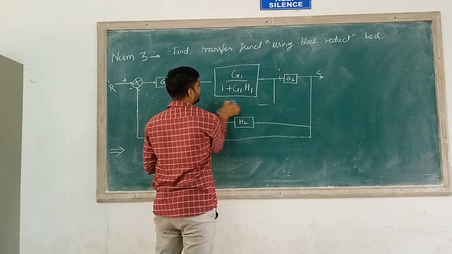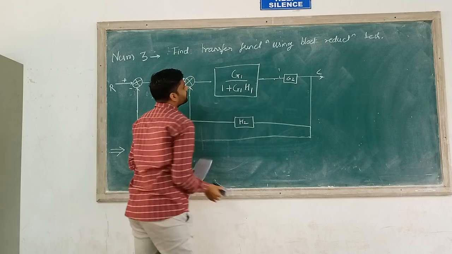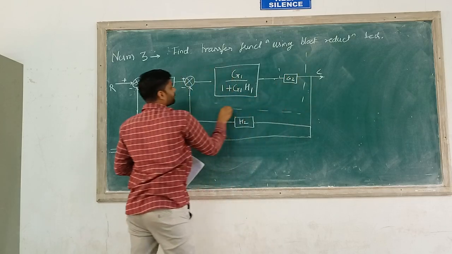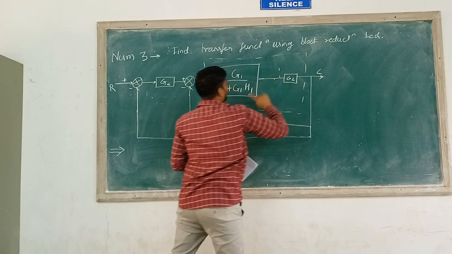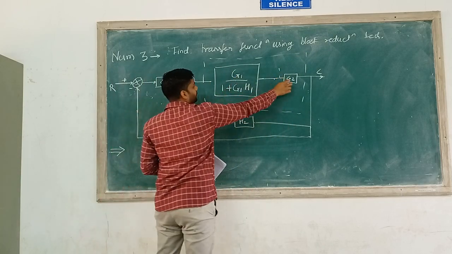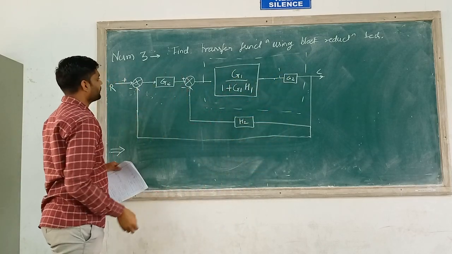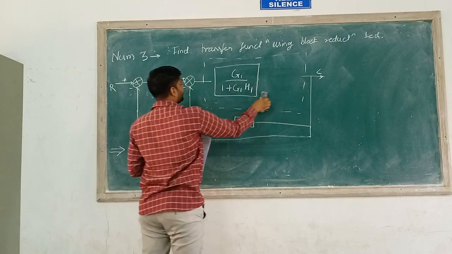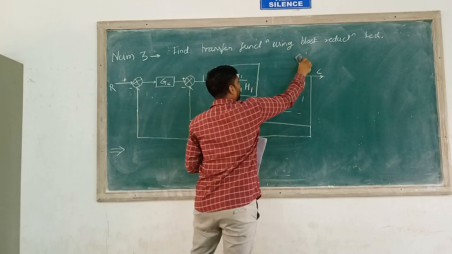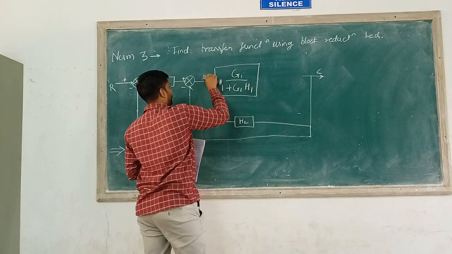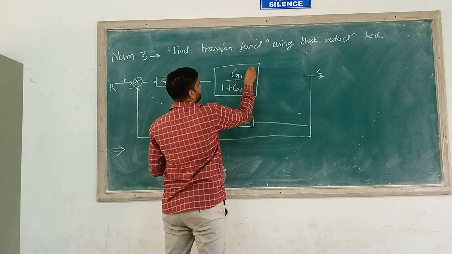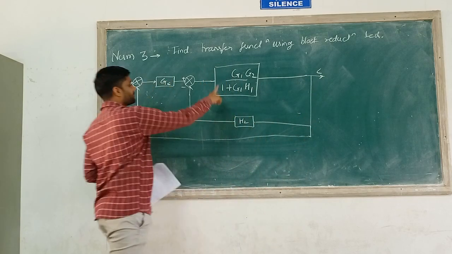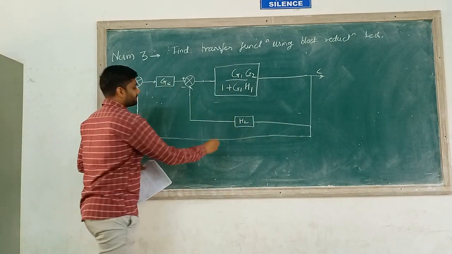Now we have this block and this block, and they are in series. So we can reduce them by multiplying this into this. So we can reduce it as G1 into G2 upon 1 plus G1 into H1.